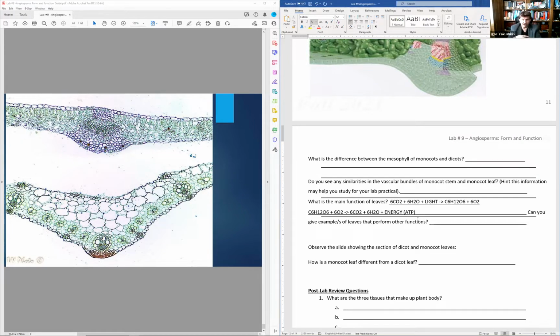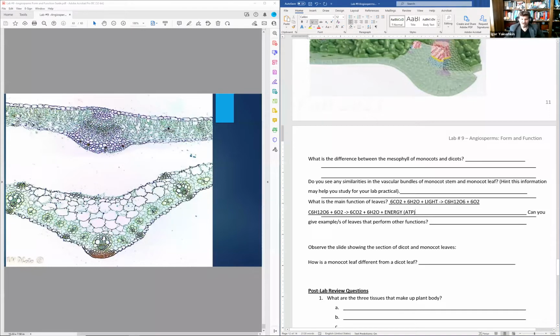I didn't even type anything. I just copy and paste it in the reverse order, and I substitute instead of light, which is a form of energy, a different type of energy known as chemical energy in the form of adenosine triphosphate. Please make sure you know those. You will see them on every single or almost every single test.